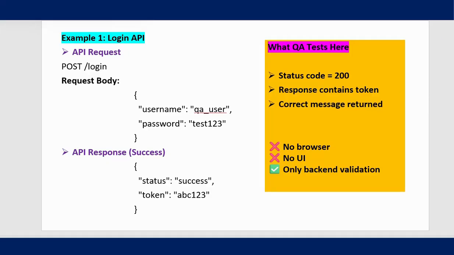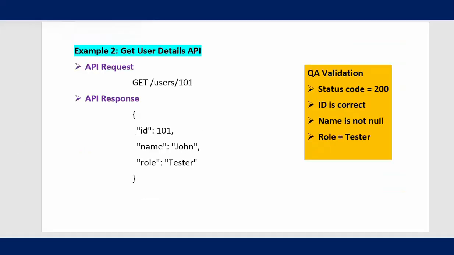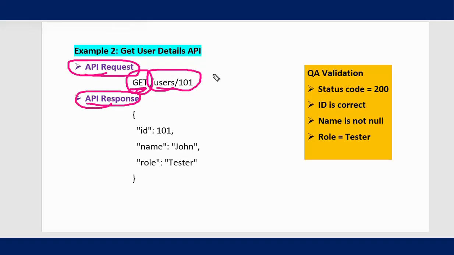Let me check. Yeah, there is one more example. So what is there in this example? You can see it is also another API request. It is starting with the GET method. Here we do have what? We have the GET method, and the user is this, and the ID is 101. So in the response, once we send the GET request, we got a response as ID is 101, name is this, and role is this.